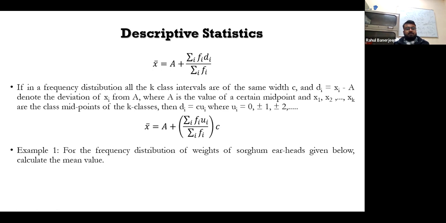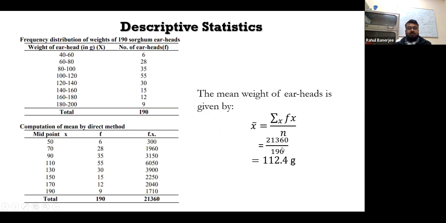So let us see an example. This is a frequency distribution of weights of sorghum ear heads, and it has been asked to calculate the mean value. Now you see what they have done is, they have formed groups. It is the weight of ear head of sorghum in grams. So they have formed groups: 40 to 60 gram, 60 to 80 gram, 80 to 100 gram, 100 to 120, 120 to 140. Similarly, they have formed groups with an interval of 20.